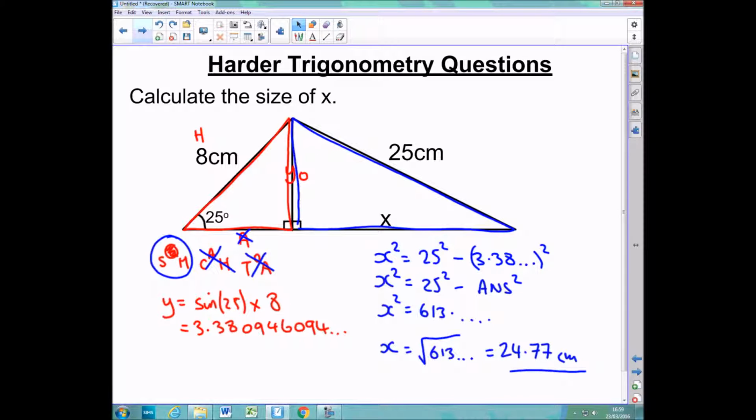Okay, so well done if you got the final answer on that one, and I suggest that you try as many different exam type questions on trigonometry as possible. The more you practice on this, the better you will get. Okay, so good luck.